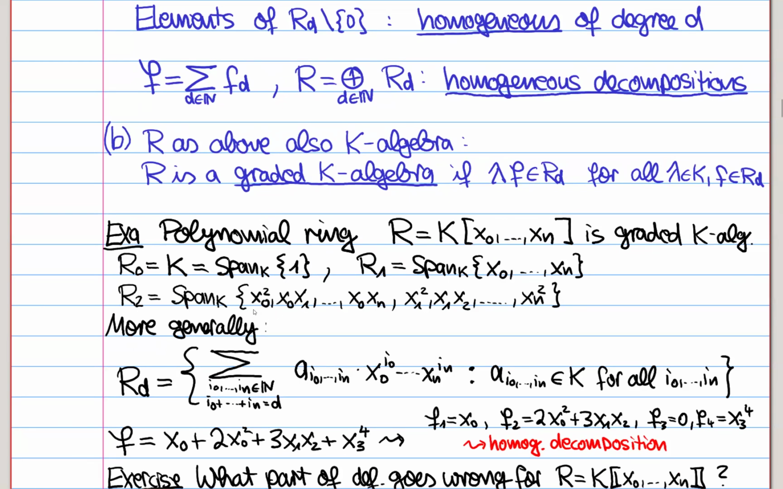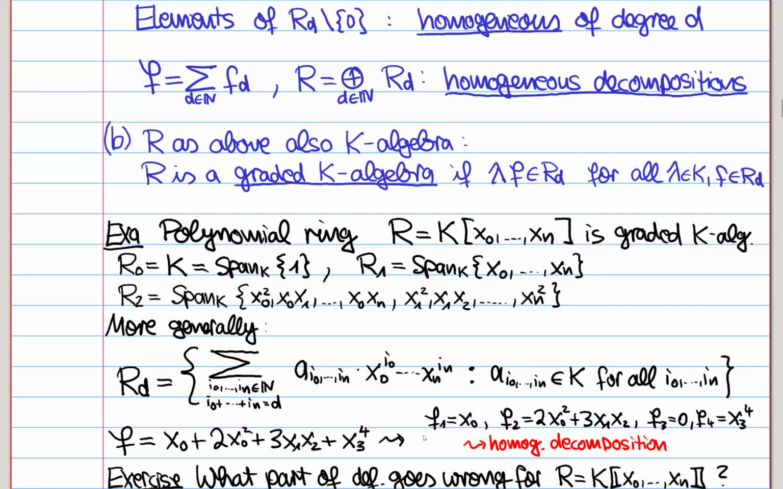And R_2, then, are the degree 2 polynomials. So homogeneous of degree 2 means that you are a linear combination of all of these monomials of degree 2. And in general, R_D is then linear combinations of these monomials here, such that the sum of the exponents is equal to D.